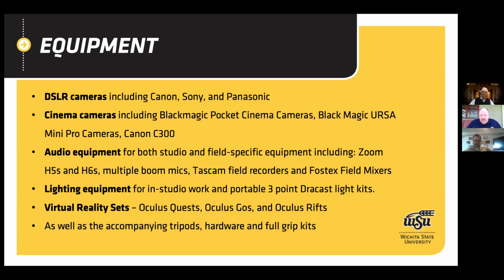For audio equipment, we've got all the stuff in the studios, but then we also have field recorders. We've got a stock of H5s and H6s that students can check out, multiple boom mics. We have Tascam field recorders, field mixers, all those things that you can take out and use in the field when you're working on capturing sound, or maybe you're on a film set and you're needing to get sound.